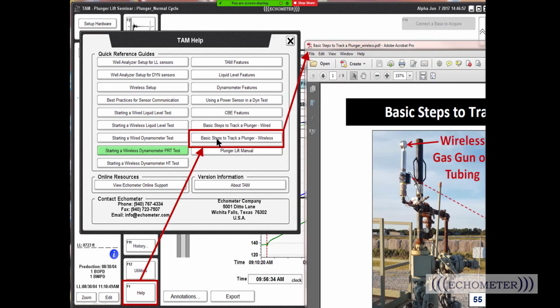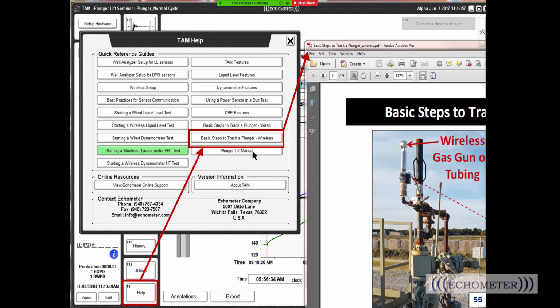We have on our help. If you click on help, the steps we just talked about are under help, and then there's a plunger lift manual. It's like a 150-page manual. If you click that button, the manual is tied to the plunger lift normal example. The plunger lift cycle, normal cycle, is a cycle that's analyzed in the manual. So it's kind of a tutorial.